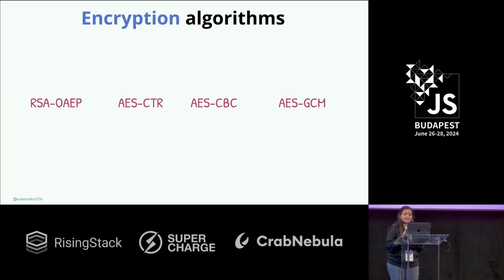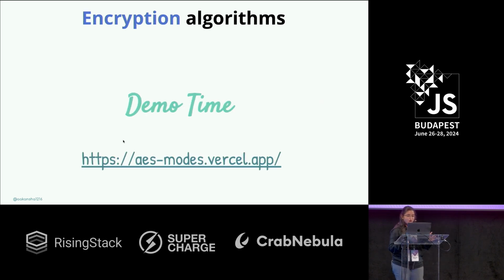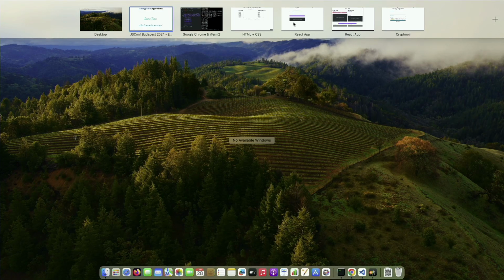So there are these algorithms which are supported. RSA is an asymmetric algorithm, and AES, Advanced Encryption Standard, is a symmetric algorithm. I'm going to cover AES in this talk. And there are various modes: counter mode, cipher block chaining, and Galois counter mode. So I have a quick demo to show how these APIs work. So let's go to the demo.